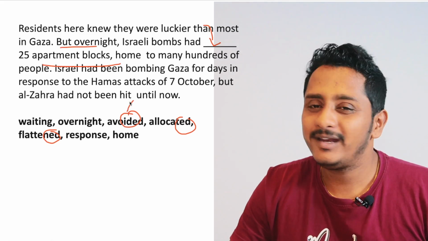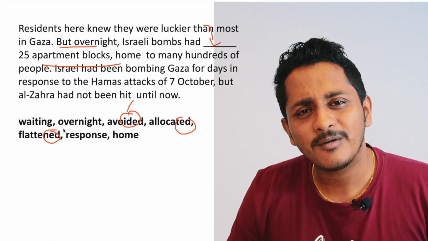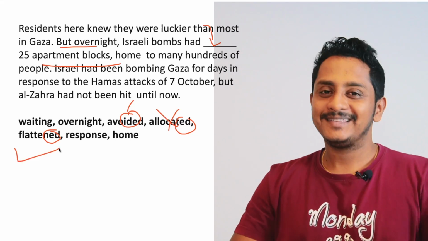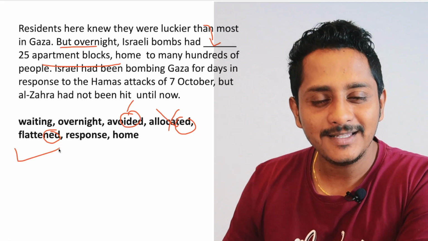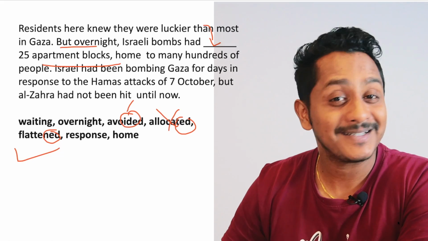Bombs had avoided apartment blocks. No. Bombs had allocated. Bombs will allocate the bomber. No. Bombs had flattened. Makes sense. That's the answer. But the idea is, instead of looking into 7 options, we are looking into 3 options. Definitely better than before, isn't it so?